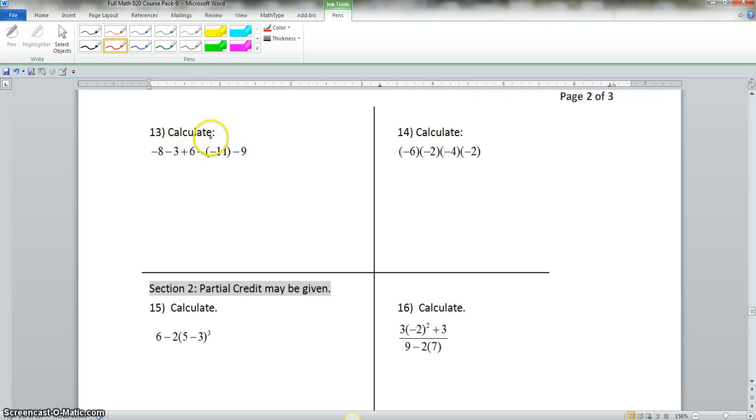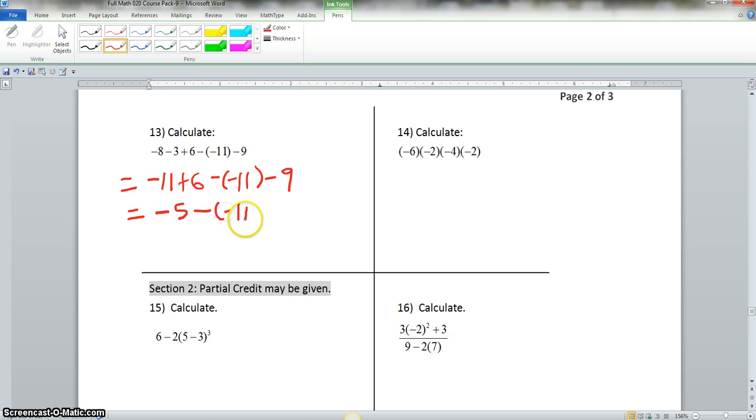Now we look here at problem 13. It says calculate. We still have just all addition and subtraction, so we'll start from left to right. We have negative 8 minus 3. They have the same sign, so you add them together and carry the sign. It'll be negative 11 plus 6 minus a negative 11 in parentheses minus 9. Negative 11 plus 6. We know 11 is larger than 6. So when we combine them, our answer is going to be negative. And we know when we do regular subtraction with 11 and 6, that will give us 5. So our answer here would be negative 5.